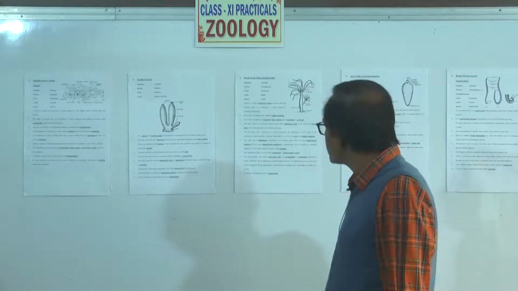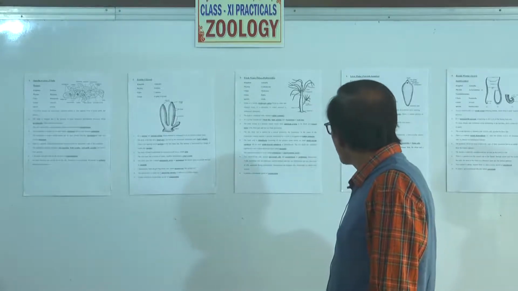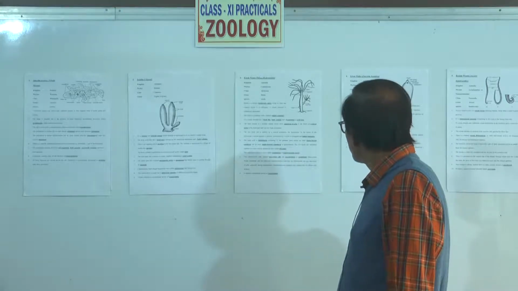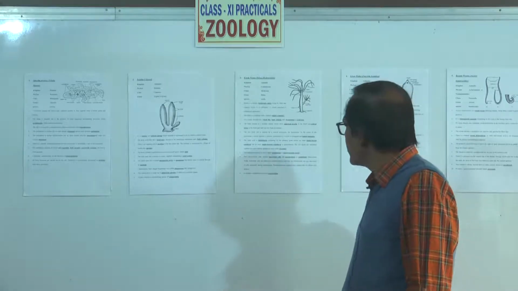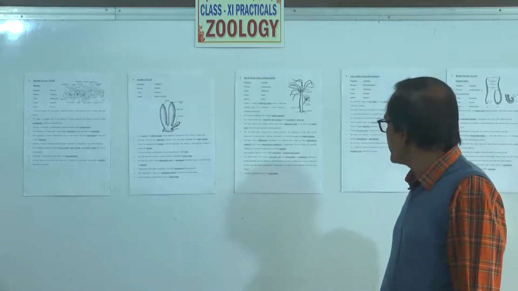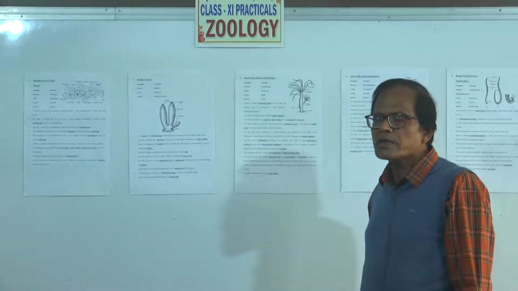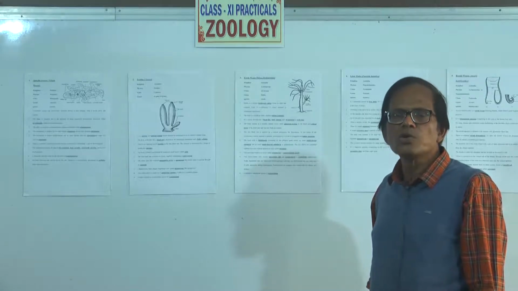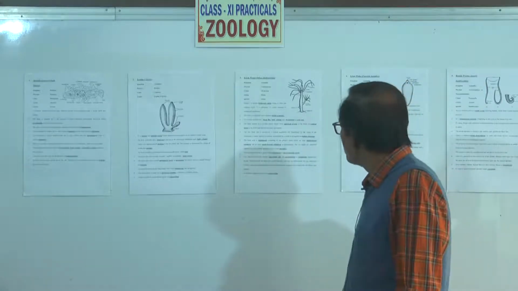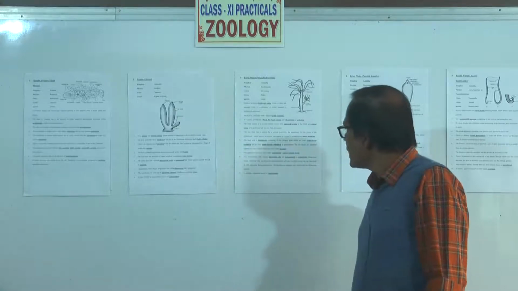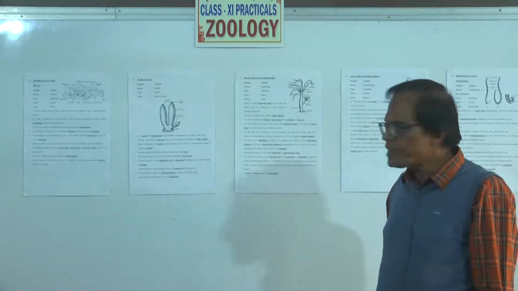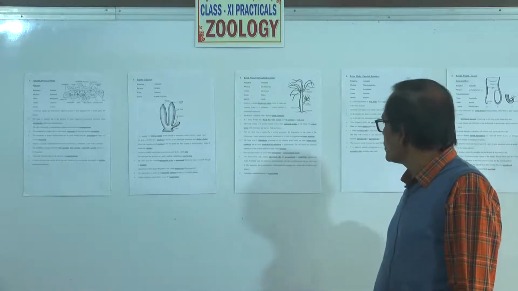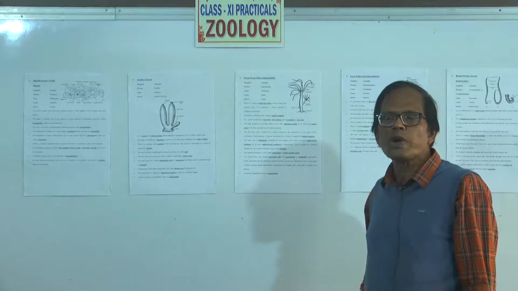The body wall is diploblastic, consisting of two primary germ layers. The outer layer is single layered ectoderm, the inner is endoderm. The two layers are cemented together by a gelatinous non-cellular layer called mesoglea. The endoderm encloses a cavity at the center called coelenteron or gastrovascular cavity.